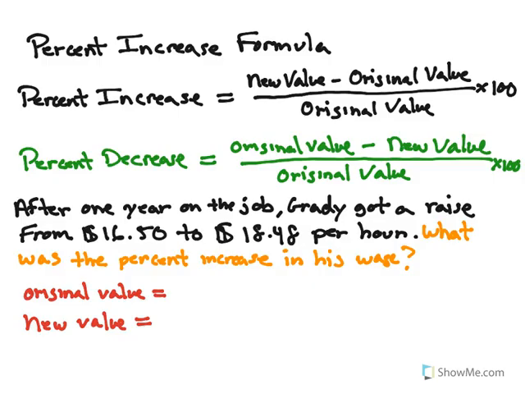So we need to establish two things here, the original value and the new value. If you look at the problem, the original value is what they started with. And he started with $16.50 per hour. So the original value is going to be $16.50. And the new value, which is his new wage, will be $18.48. So all we have to do is plug these values into the formula.